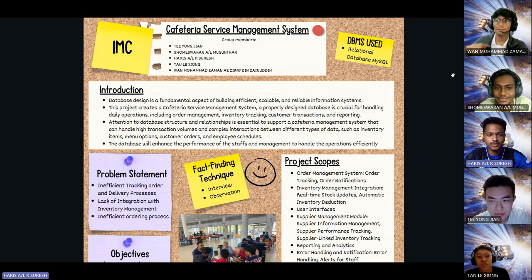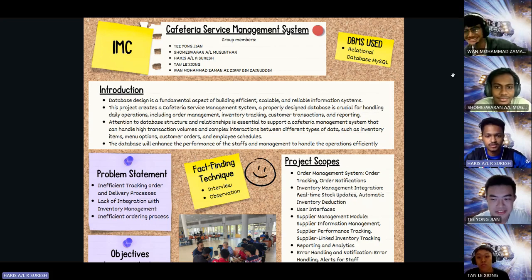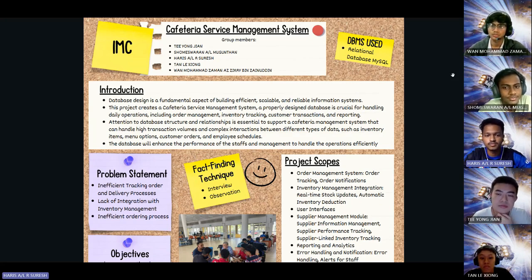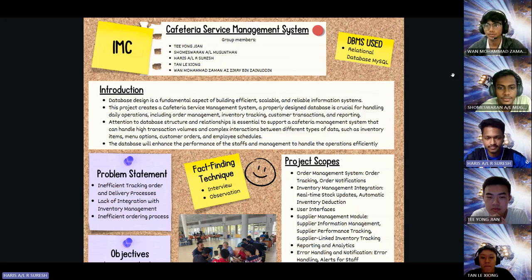For the introduction, we know a database is widely used in our current tech world. However, back in the day, manual files were used, which resulted in data loss. Database design is a fundamental aspect of building efficient, scalable, and reliable information system. This project creates a cafeteria service management system. A properly designed database is crucial for handling daily operations, including order management, inventory tracking, customer transaction, and reporting.